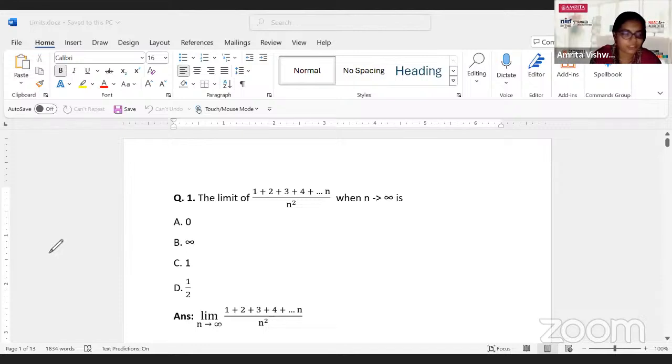Danishka, I hope you can hear us clearly. So those students have completed it. I would request you to type the answer in the chat box. The limit of 1 plus 2 plus 3 plus etc. up to n when n tends to infinity is.